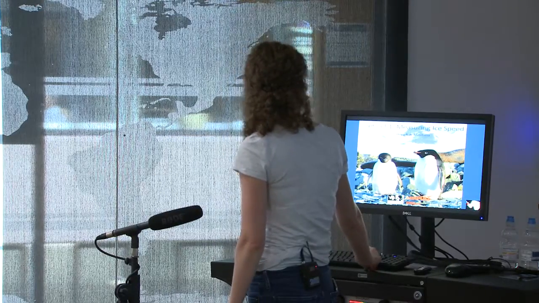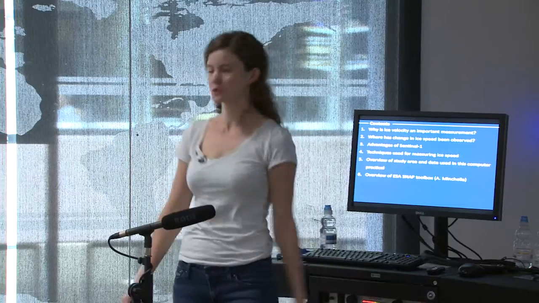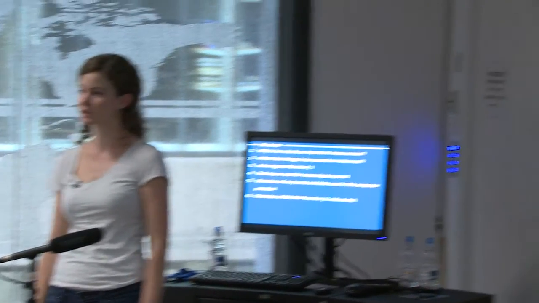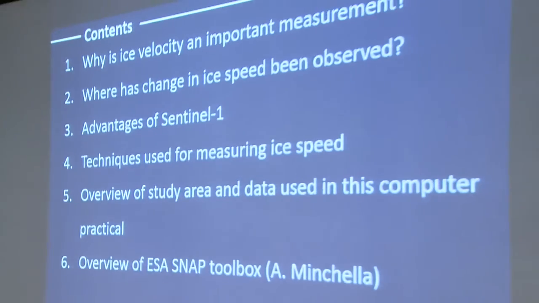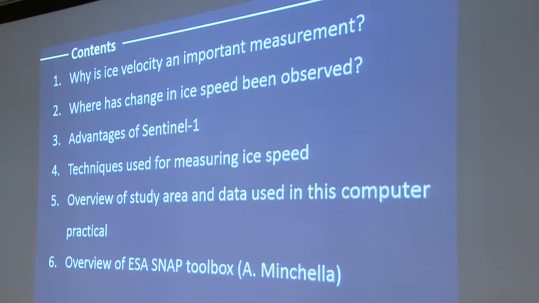So two things. I'm just going to quickly run through why ice velocity is important, where change in ice speed has been observed and over what timescales. I'm going to highlight the advantages of Sentinel-1 by comparing it with ERS, and then briefly overview 3 techniques for measuring ice speed before running into what our study area is that you'll be looking at in the next 2 hours, and then Andrea will give an introduction to the toolbox that you'll be using as well.